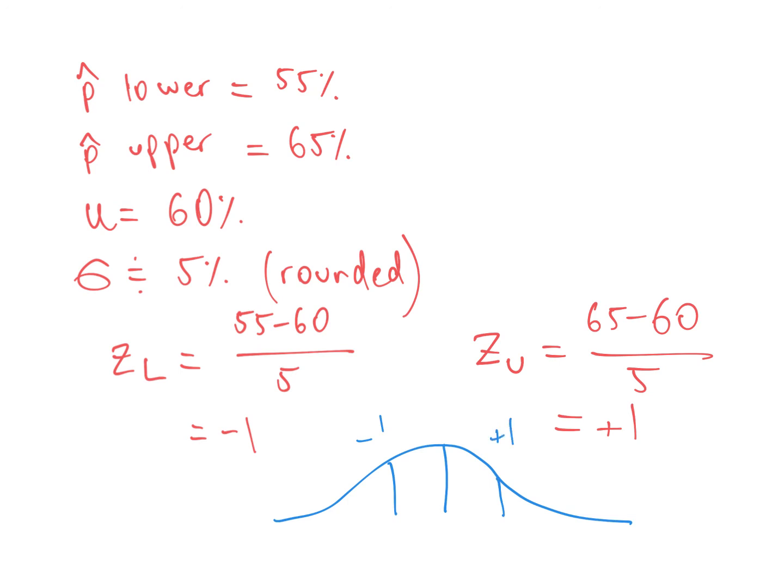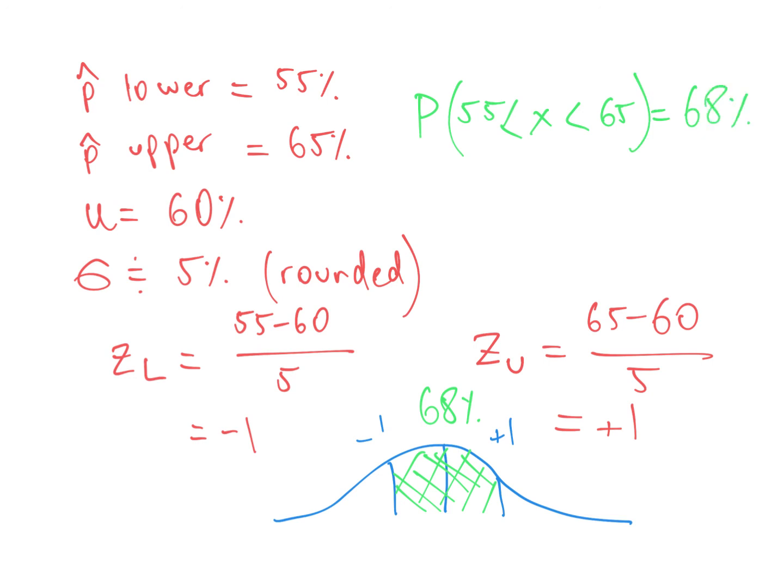Well, we can straight away say that that is going to be a nice empirical rule question of 68%. So therefore we can finish it up by saying the probability that X lies between 55 and 65 is going to be 68%. If it was numbers that were not quite as nice, we would need to have a table, but because the numbers are nice, we don't need a table here.